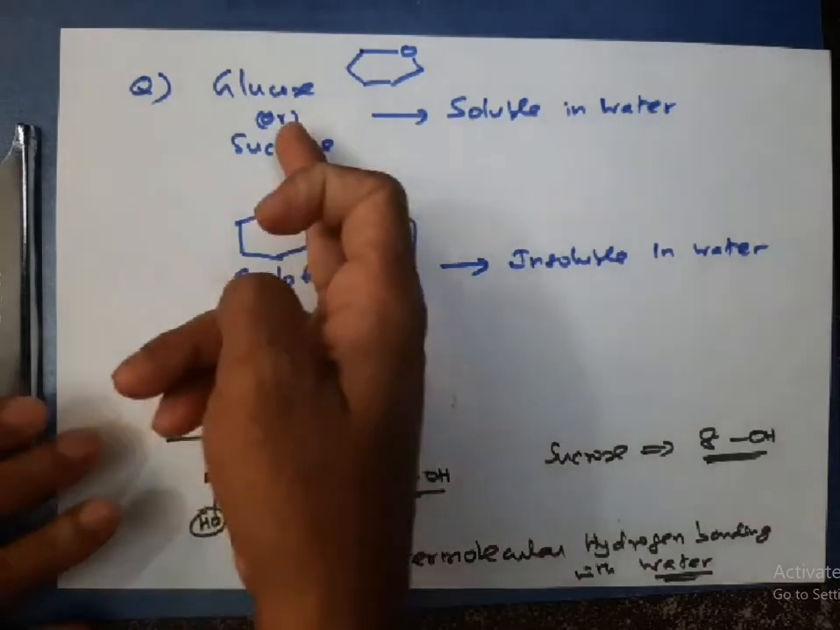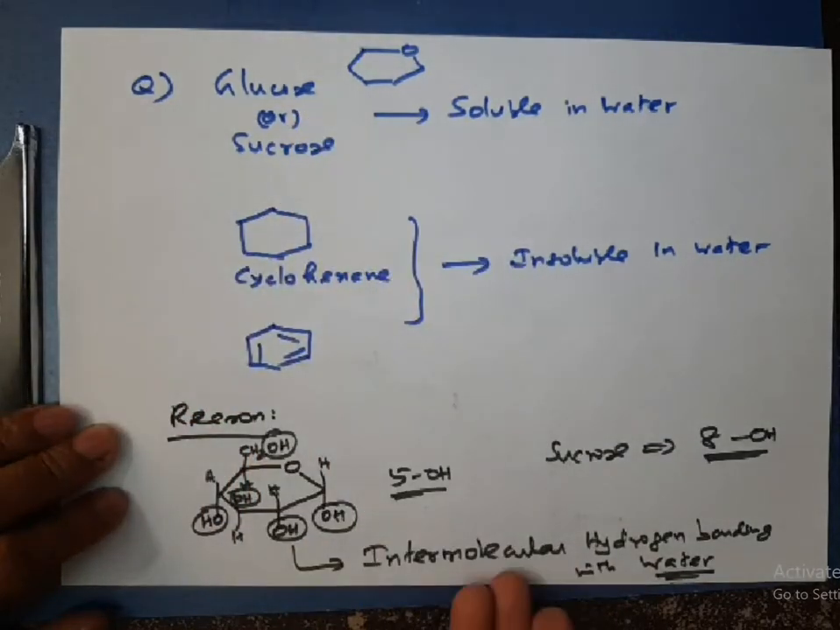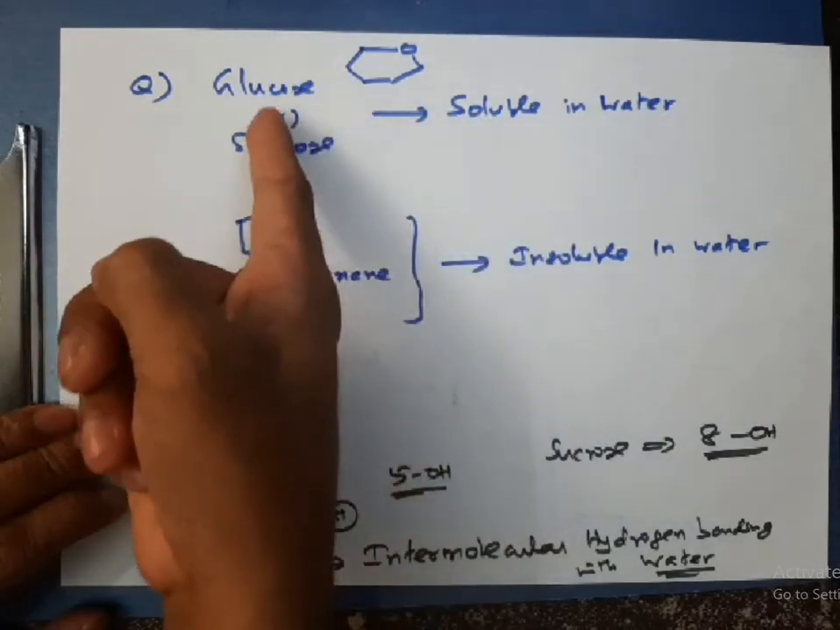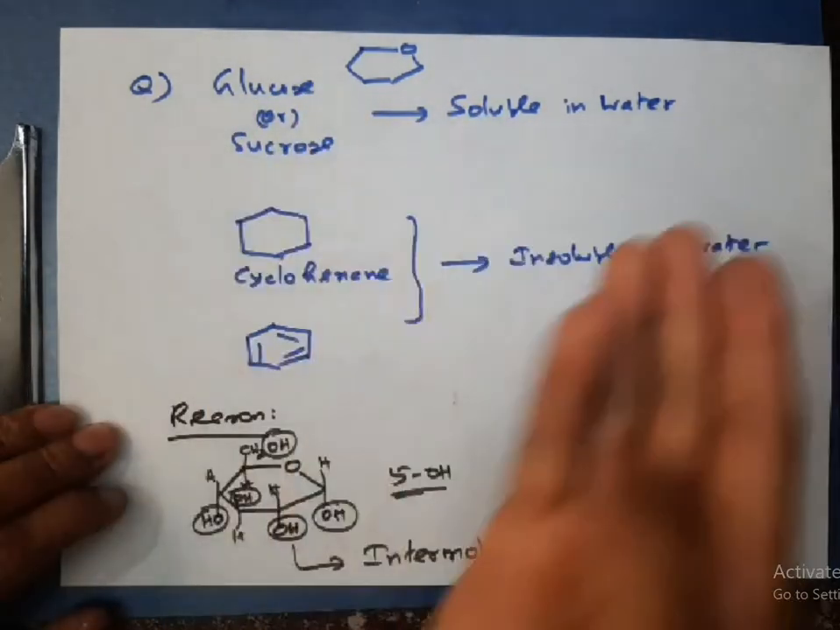Students, why are these compounds soluble in water? Because of intermolecular hydrogen bonding. These compounds form intermolecular hydrogen bonds with water, so they are readily soluble.